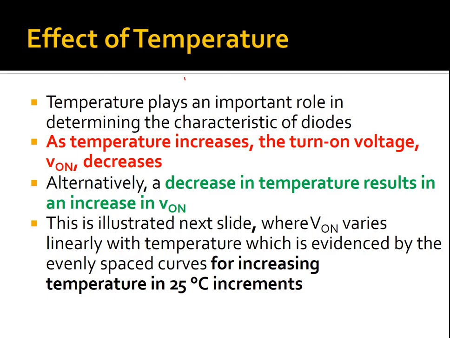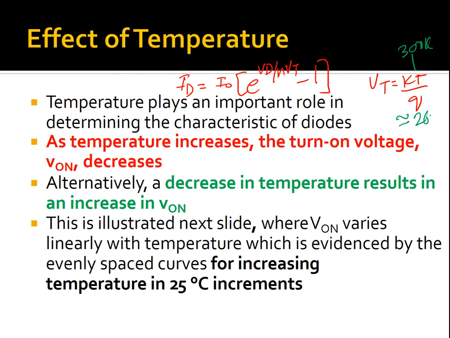As we have seen, this is the diode current equation: exponential Vd over Vt, minus 1. We know that Vt was kT over q, which depends on temperature. Usually we take the room temperature value, temperature equal to 300 K, and we know that this value is around 26 millivolts.